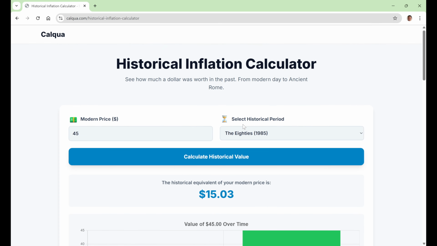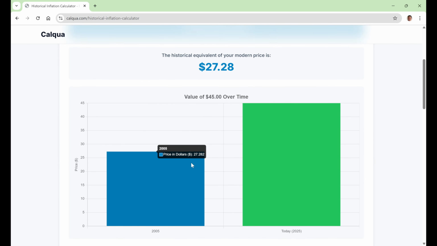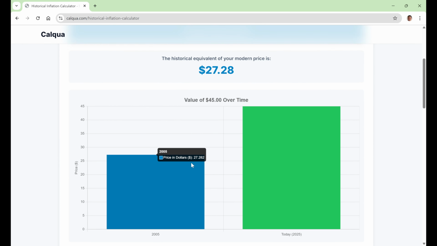Finally, we arrive at the year 2005. This period represents a more recent and relatable benchmark for many. It was a time defined by the rise of the internet, the widespread adoption of mobile technology, and the globalization of markets. When we convert our $45 modern price, we find that in 2005 it would have been worth $27.28.